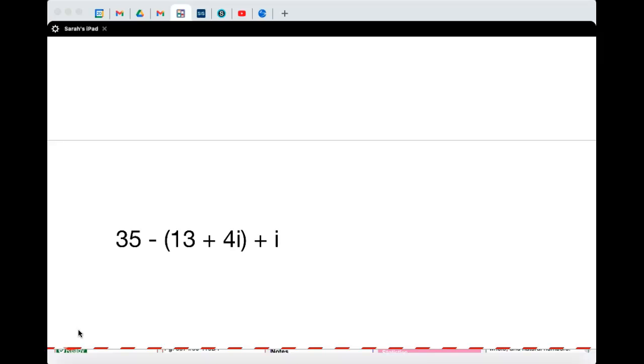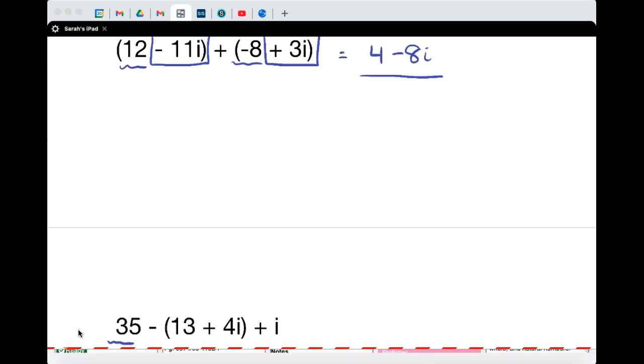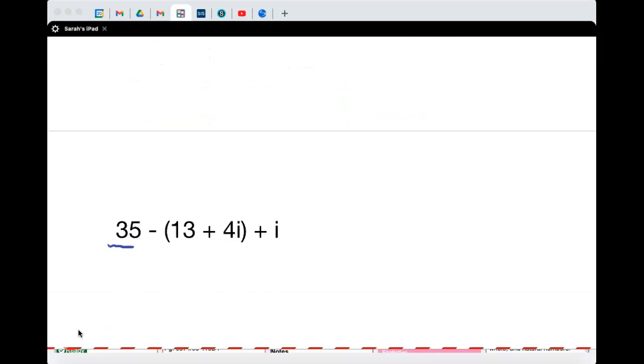We can combine the real numbers. Okay. Or wait. You said there was 4 minus 8, right? So the real part, 35 minus 13, which is 22. Fantastic. 4i plus i. Okay, this one we have to be careful. Since 4i is in parentheses, we're technically subtracting 4i.